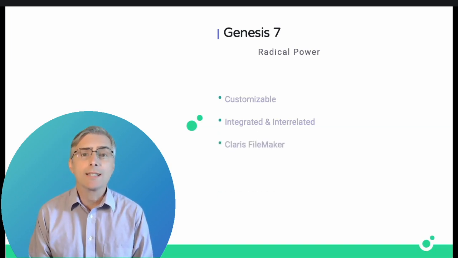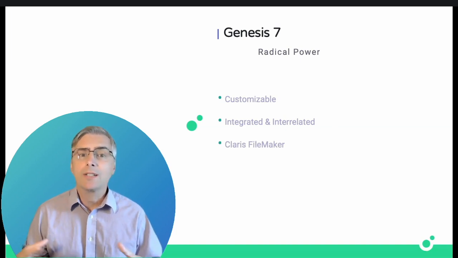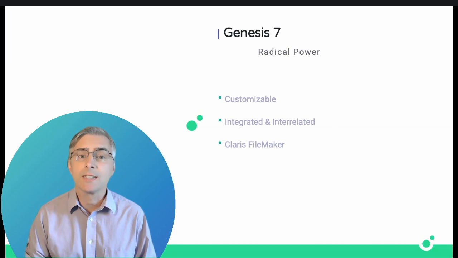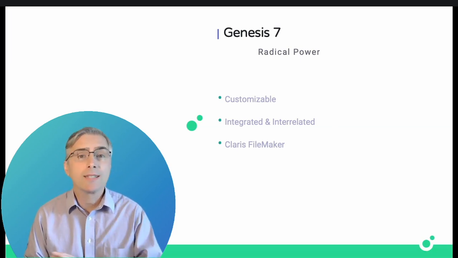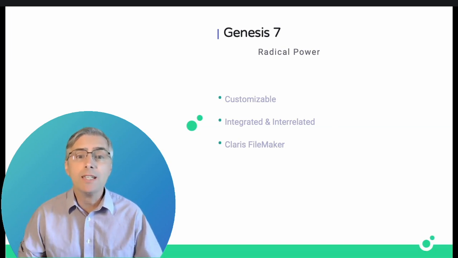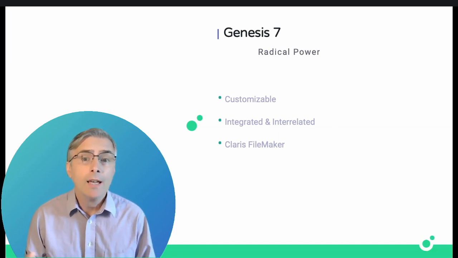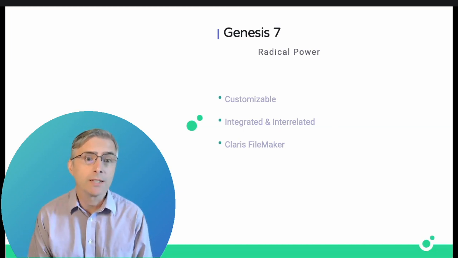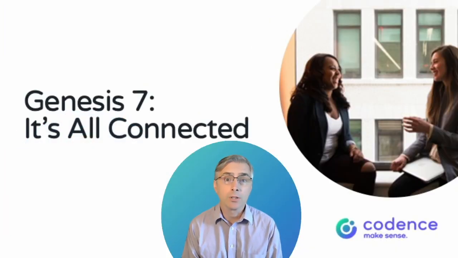So working with Genesis 7 within the native FileMaker environment, you can, for example, easily create portals that display data from related tables, set up and run both standard and custom reports, have all of your information easily available in FileMaker windows elsewhere, and make use of hundreds of other capabilities. With Genesis 7, you have all of that available to you because it's all connected.